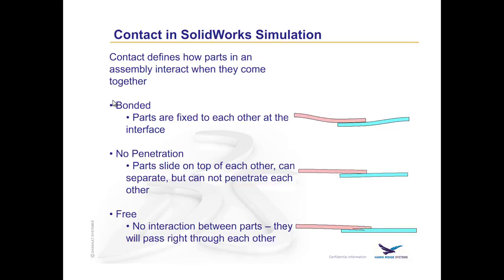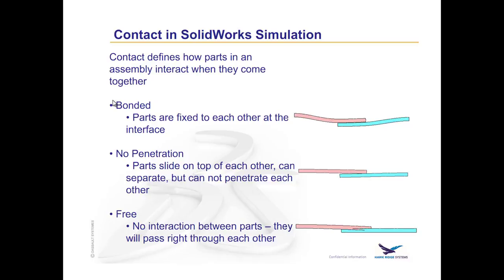Next one is contacts. So in SolidWorks, trying to understand what contacts mean and how they work with each other is sometimes a little bit confusing. But they define how parts in an assembly interact when they come together. So bonded parts are fixed to each other at the interface.